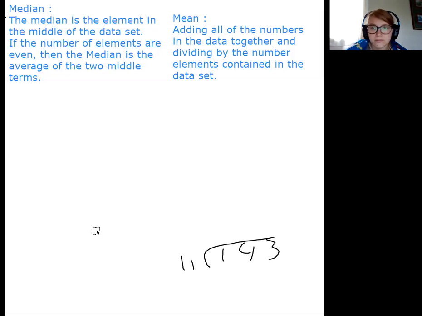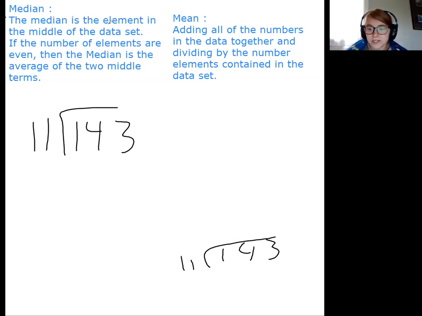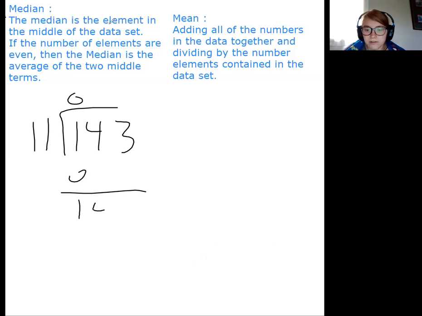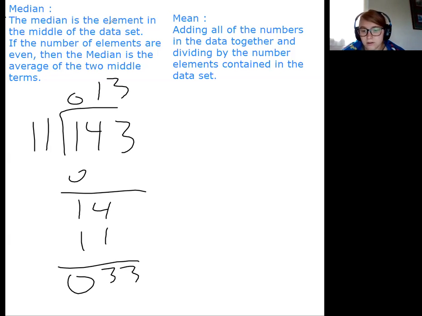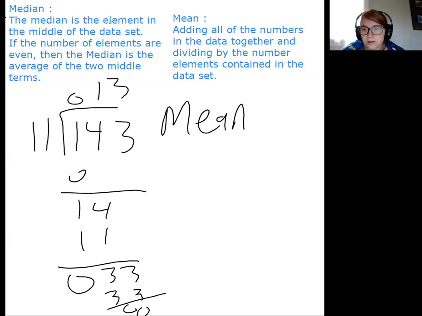So we have 143 divided by 11. I'm going to erase that down there so it's out of the way. Back to drawing. All right, so 11 goes into 1 0 times. 11 goes into 14 one time. 11 goes into 33 3 times with nothing left over. So our mean is 13. Let's double check. Oh yeah. And then we have to find our median.